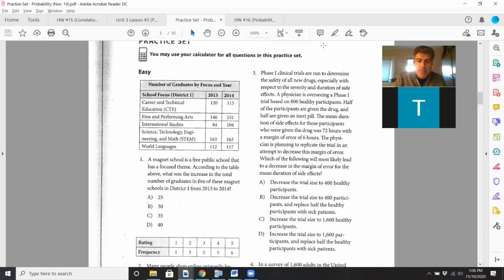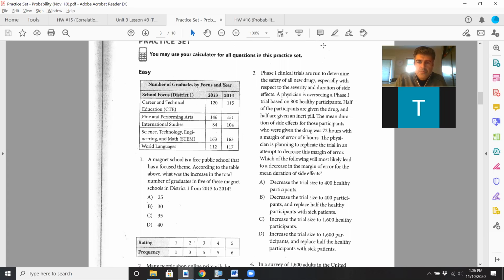So basically, number one's asking us what is the increase in the total number of graduates in the 5 of these magnet schools in District 1 from 2013 to 2014. So obviously we have 5 different schools, or 5 different programs, it looks. Yeah, it's 5 different schools actually, never mind. So how would I go about calculating this, Teddy? What do you think?